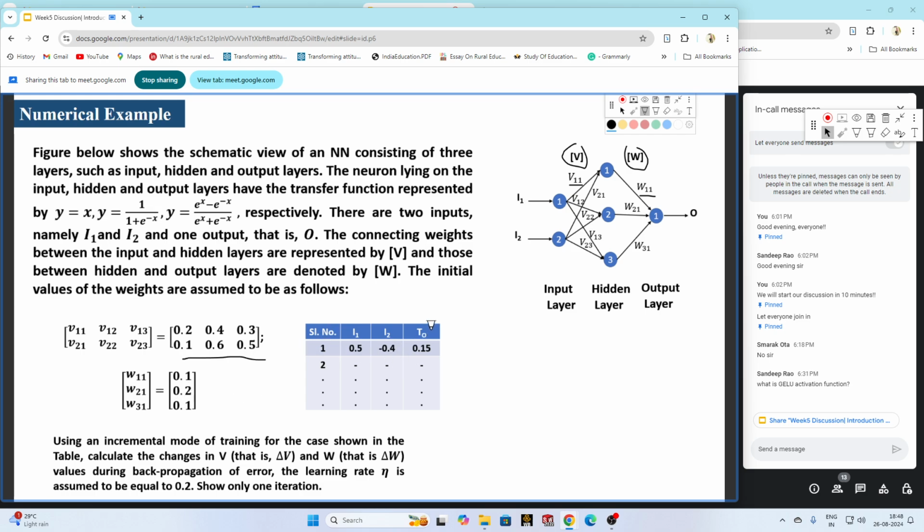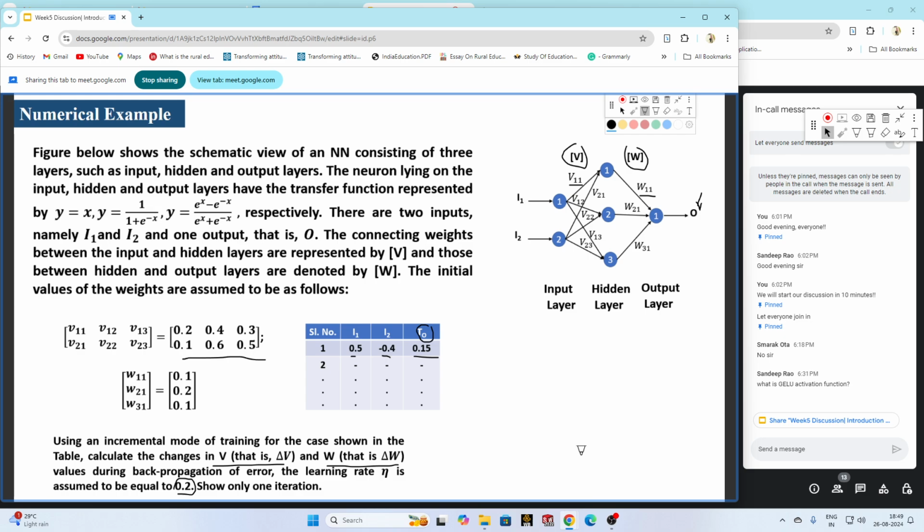Now a target value is also given. The output that we will predict is the predicted output, that is not the real output. Our target output is given, that is 0.15. Our inputs are given: I1 is 0.5 and I2 is 0.4. Now the question: using an incremental mode of training for the case shown in the table, calculate the changes in V, del V, and W, del W, values during back propagation of error. The learning rate eta is assumed to be 0.2. Show only one iteration, not second and third, we have to do it for one iteration only.